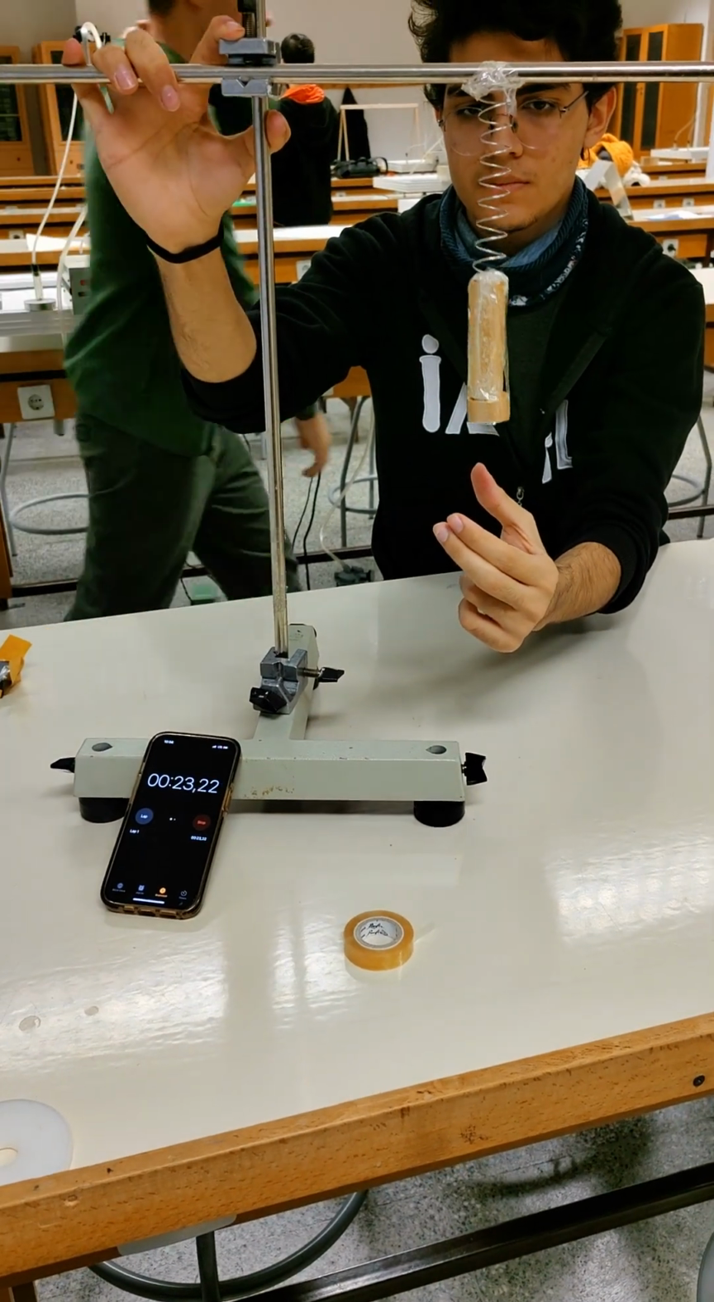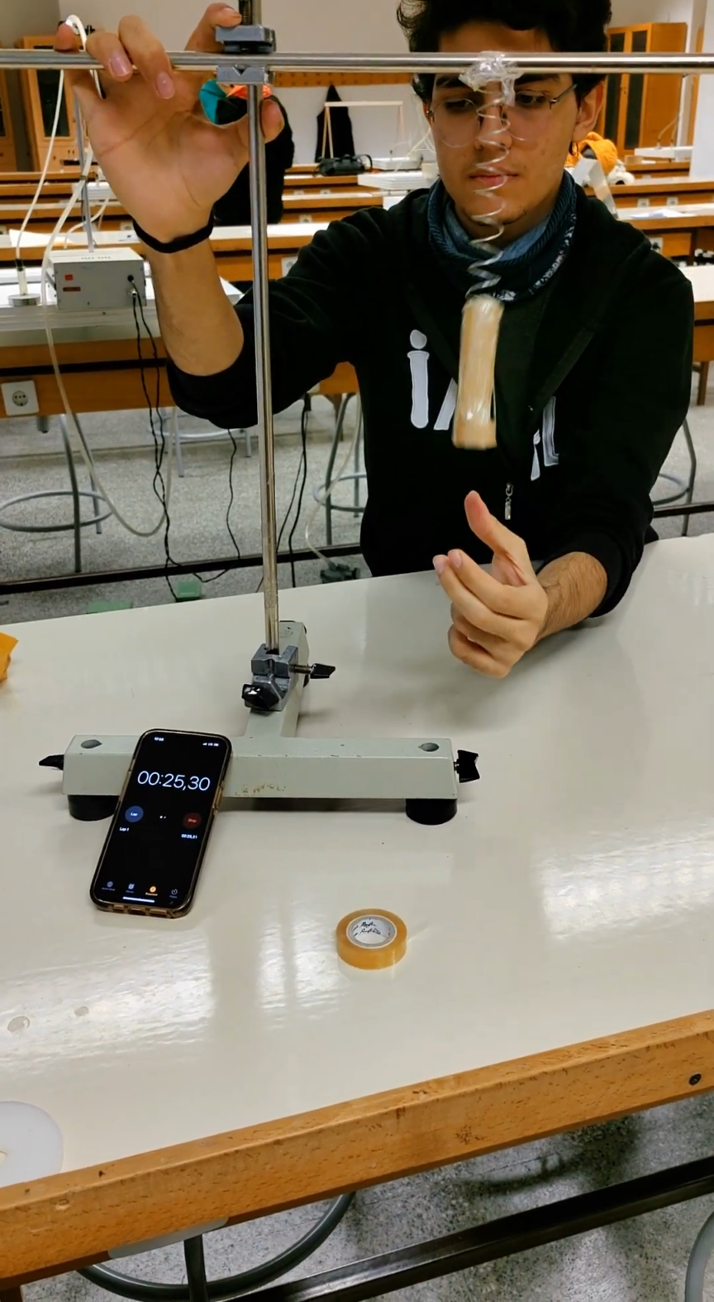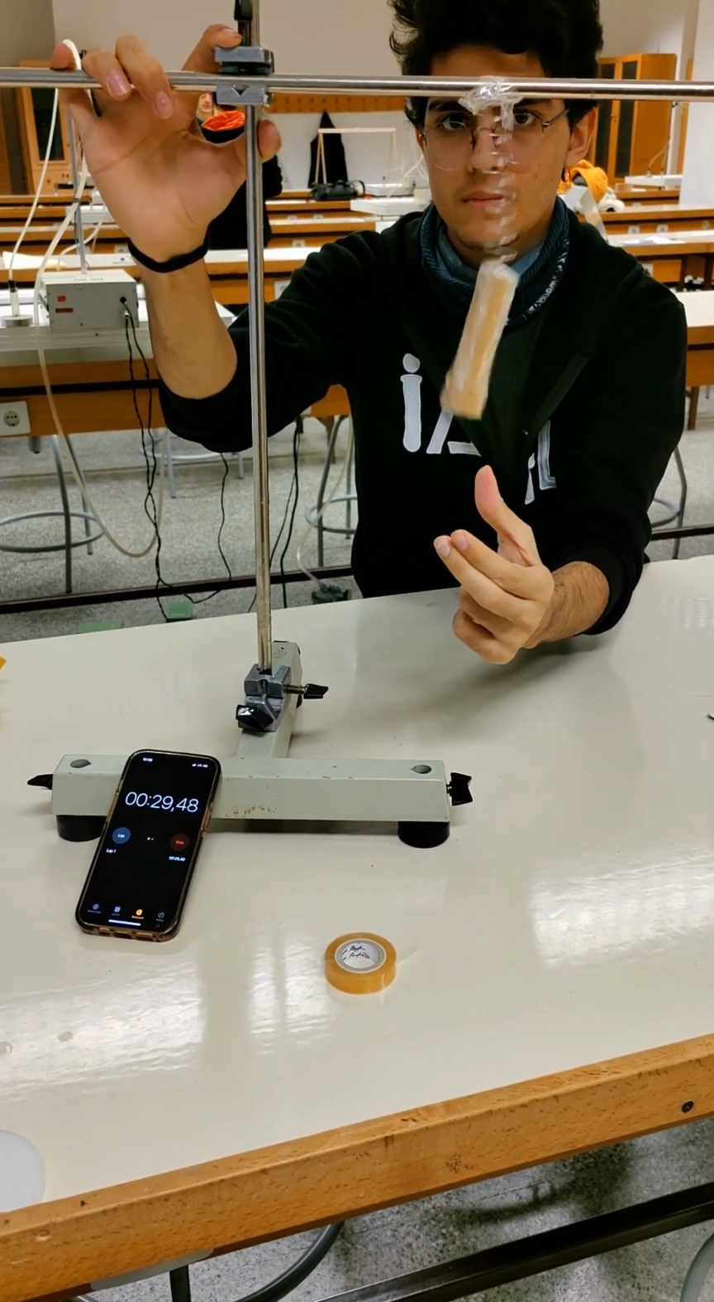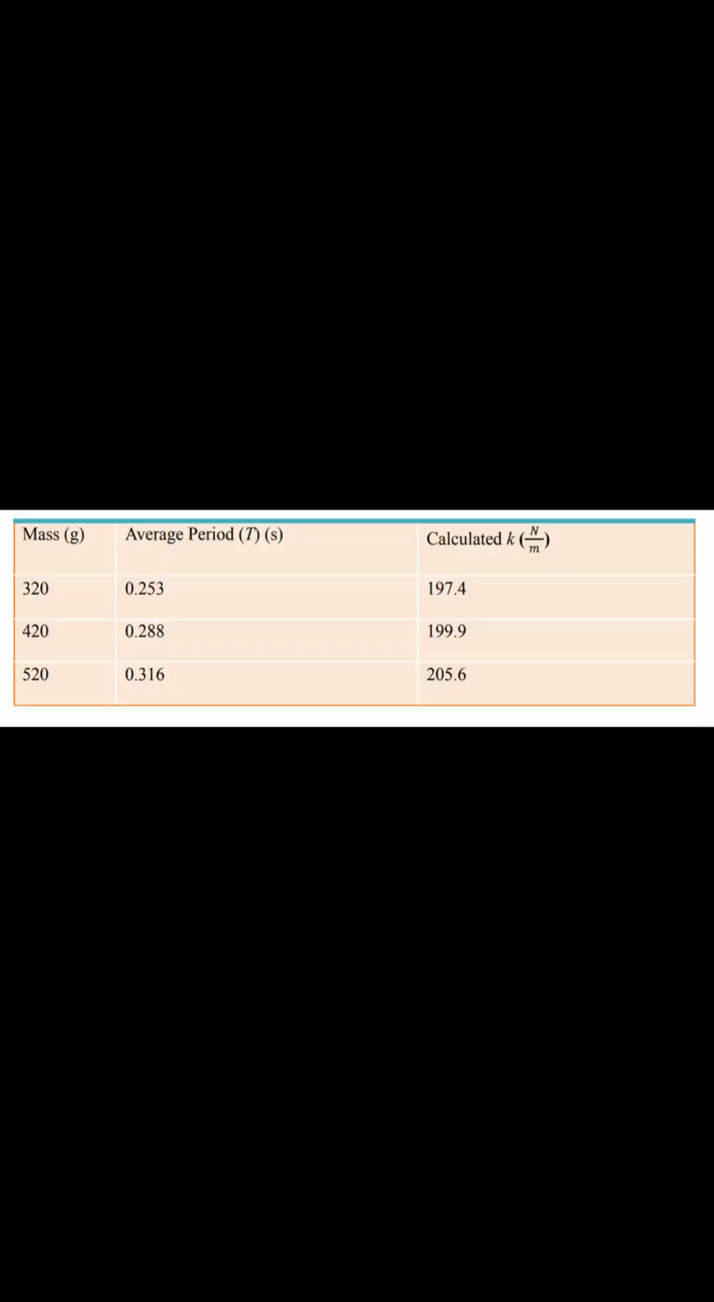We recorded the time for 10 oscillations for different masses and calculated the spring constant k. For example, with a mass of 320 grams, the average period was 0.253 seconds, leading to a calculated k of about 197.4 newtons per meter.